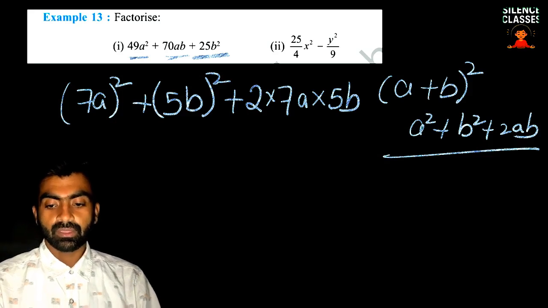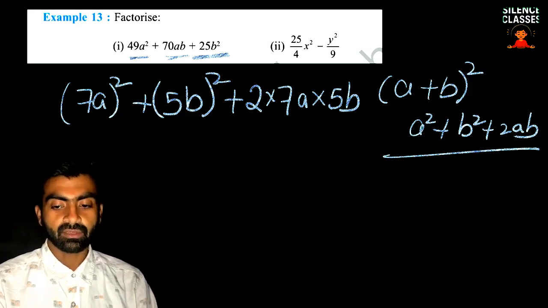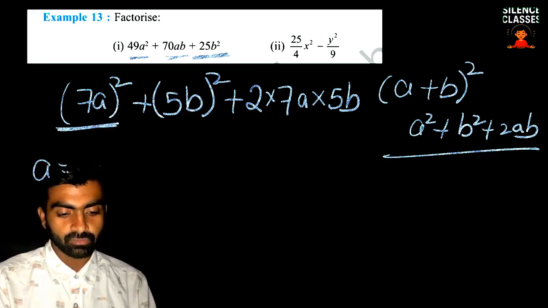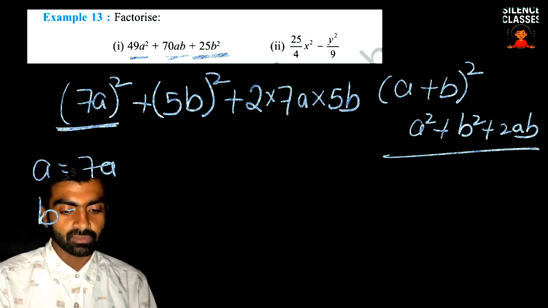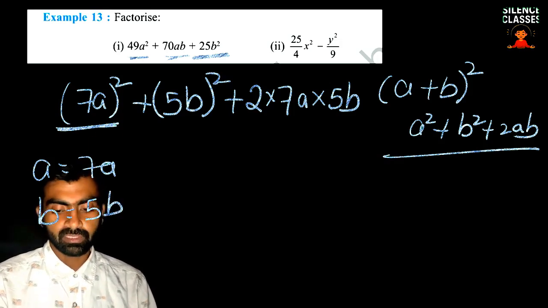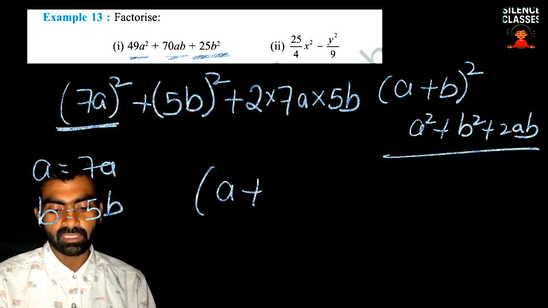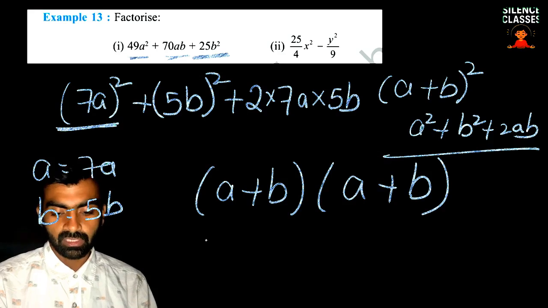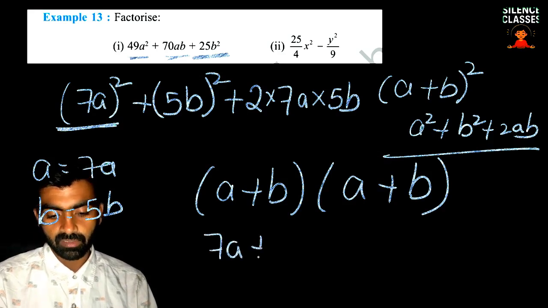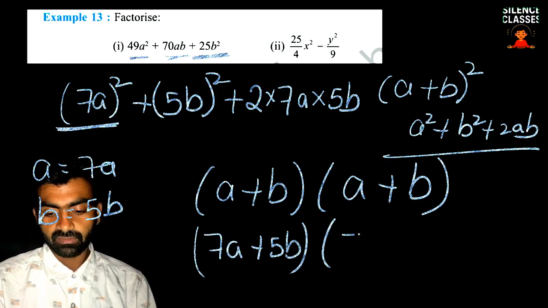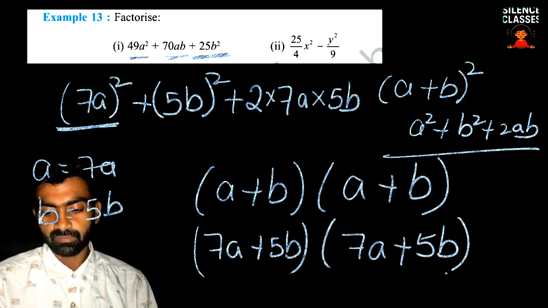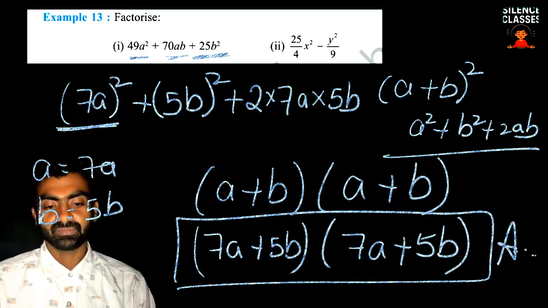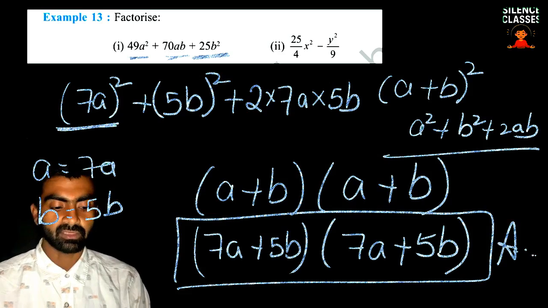Understood? So a plus b whole square. We got the value of a is equal to 7a, b is equal to 5b. So we will get a plus b whole square, means we can write a plus b and a plus b, 2 times. So a plus b means 7a plus 5b and 7a plus 5b. These are the factors and this is the answer. Okay, now let's move to the second part of this.